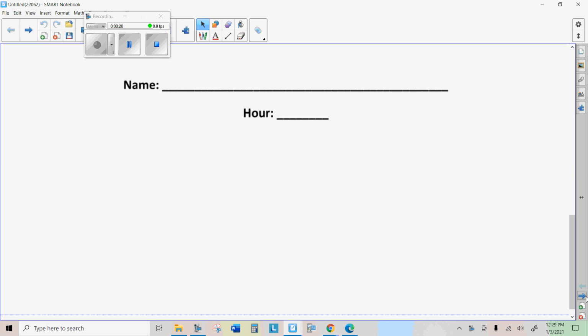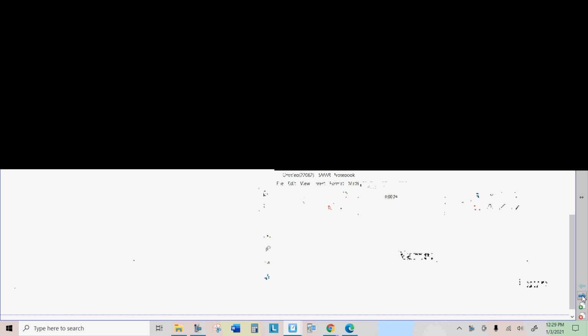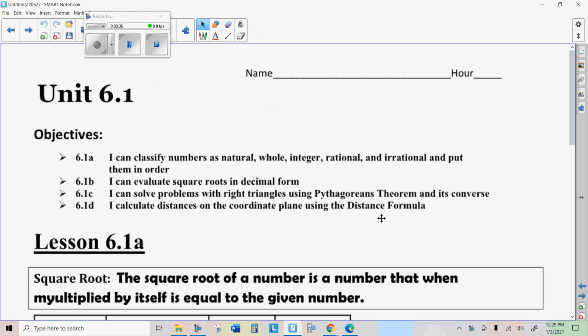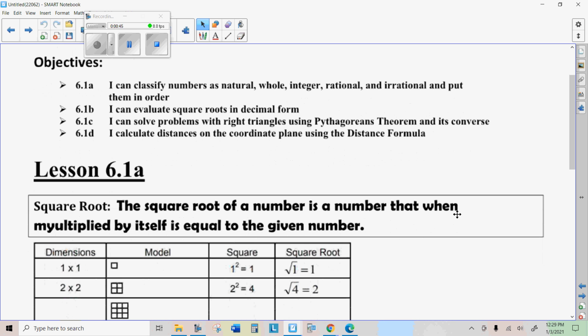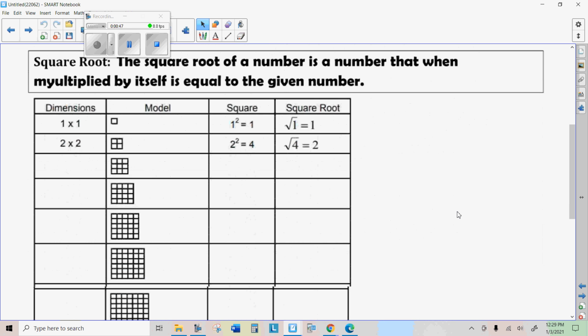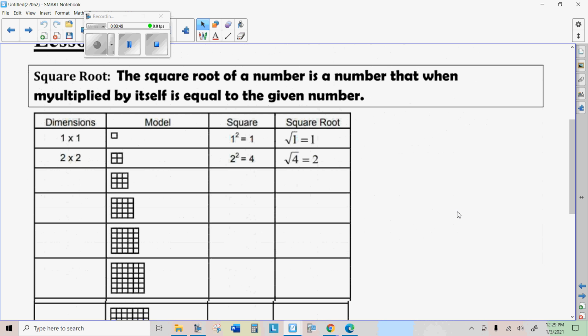We're going to do this lesson in 2 days. The first day, all you have to do is watch the video and take notes. And then the second day, you can do the homework problems. Or if you feel like starting on the homework, you can go ahead and do that in your packet. All right, so we're going to learn how to classify numbers as natural, whole, integer, rational, and irrational, and how to order them. Okay, so first of all, let's talk about square roots.